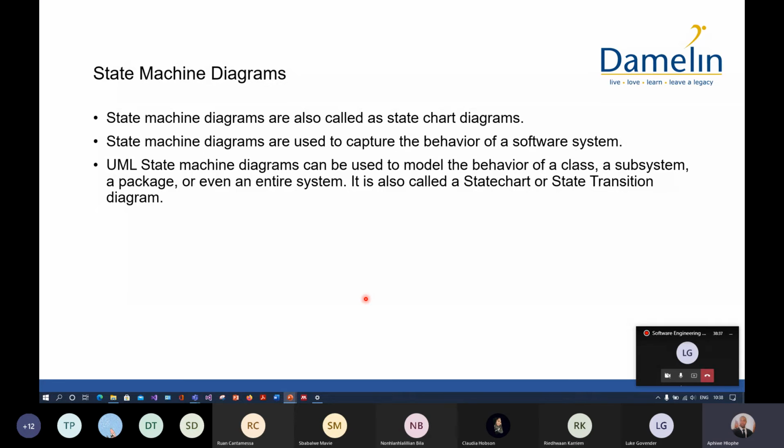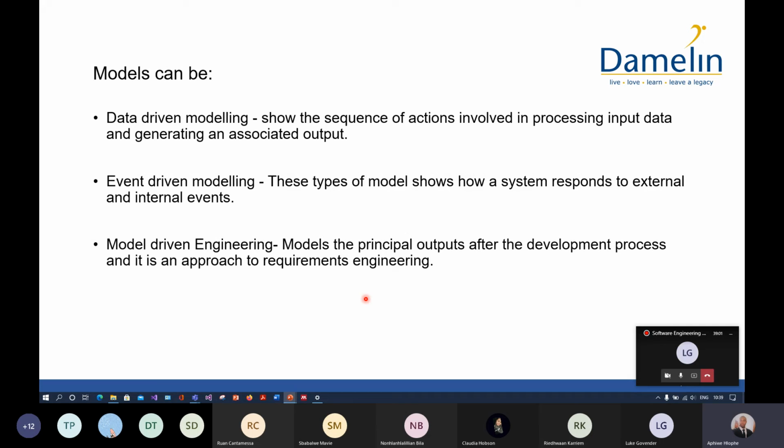So state machine diagrams are also called state chart diagrams. State chart diagrams are used to capture the behavior of a system. UML state machine diagrams can be used to model the behavior of a class, a subsystem, a package, or even the entire system. It is also called a state chart or a state transition diagram.